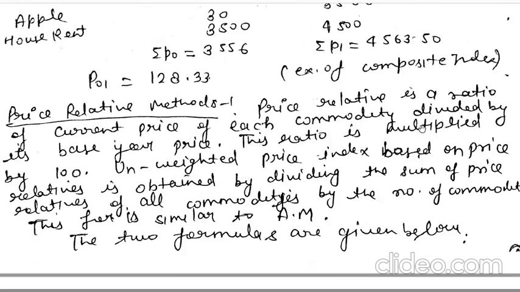Now, price relative method. The price relative method is a ratio of the current price of each commodity divided by its base year price. This ratio is multiplied by 100. Unweighted price index based on price relatives is obtained by dividing the sum of price relatives of all commodities by the number of commodities. This is similar to arithmetic mean.